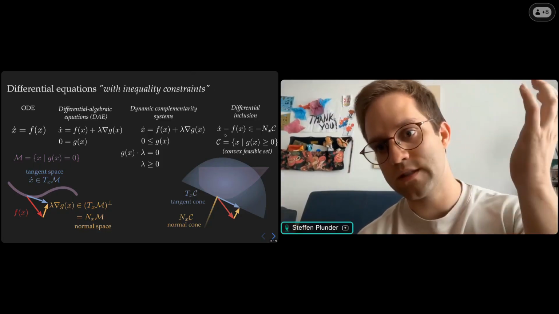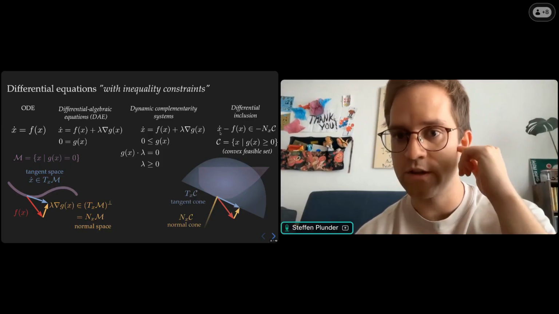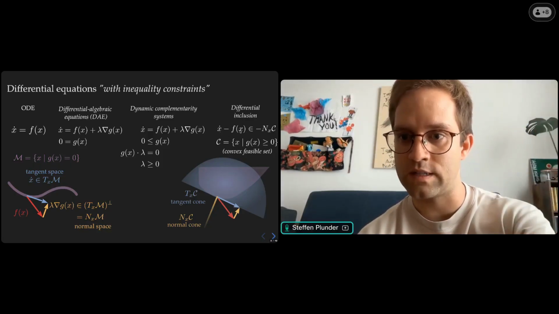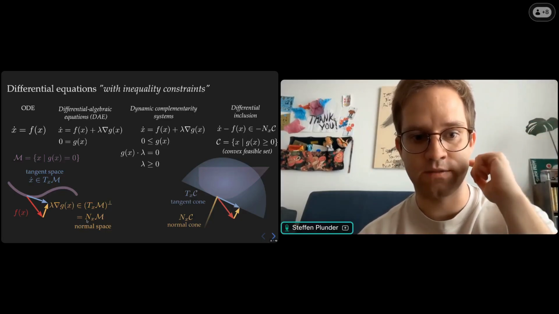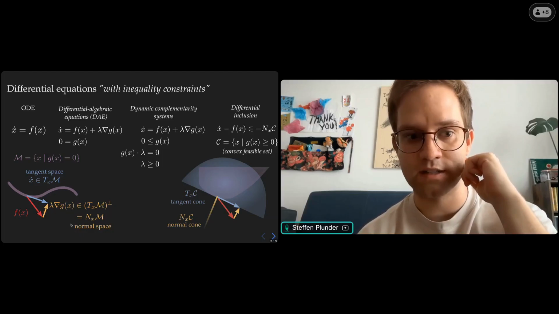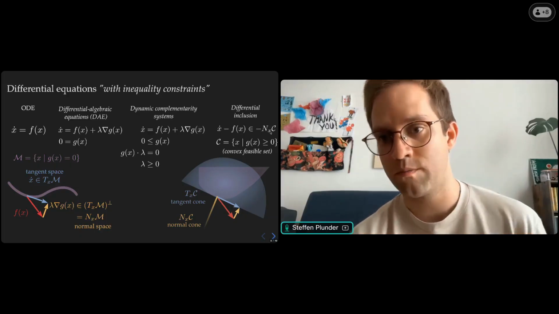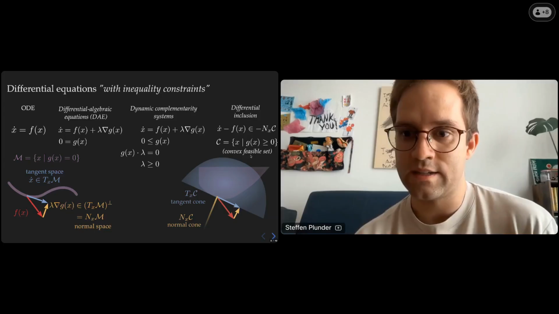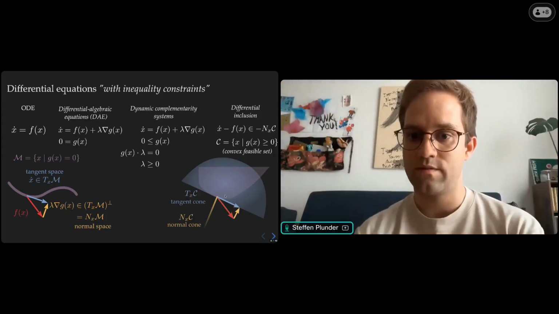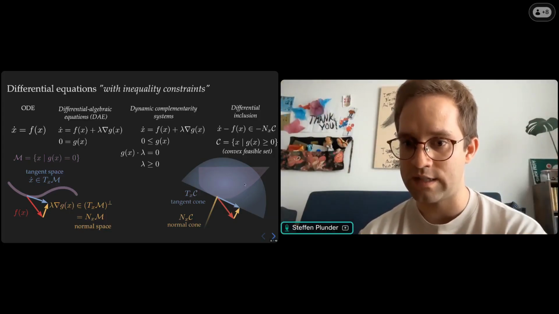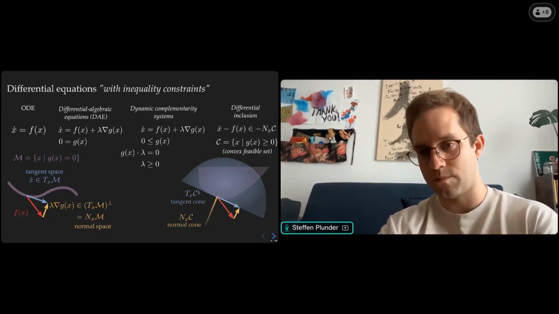Differential inclusions allow us to reformulate the same equations as follows. We say the velocity minus the forces has to be in the negative normal cone. That is the same image as what we had for the differential algebraic equations. But now our set is not a manifold, but like a manifold with boundaries. The normal cone is really a cone: the admissible velocities are all the velocities here in the blue set, and the normal cone is orthogonal to the tangent cone.